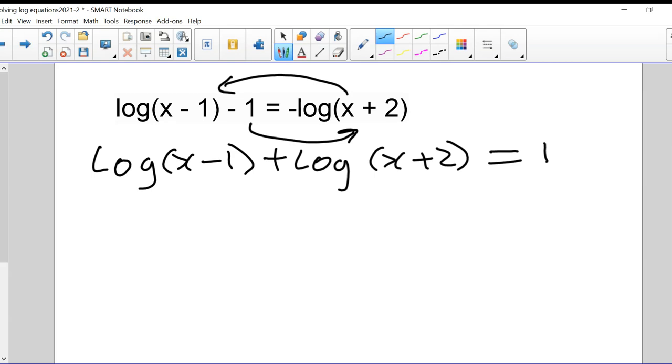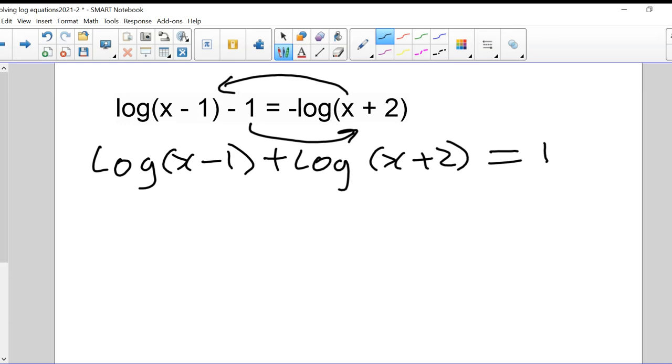Does that make sense, everybody? So I put all the logs on one side: the log of x minus 1 plus the log of x plus 2. I took the negative log, which was on the right, and switched it over to the left. I know, of course, it's positive. I took the minus 1 that was on the left and put it on the right. Okay? All right. Well, what else can we do with what's on the smartboard right now?